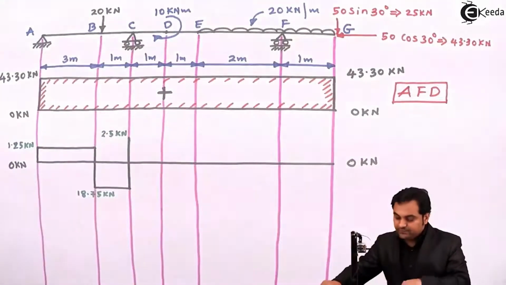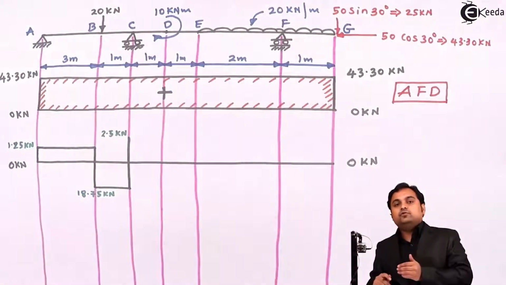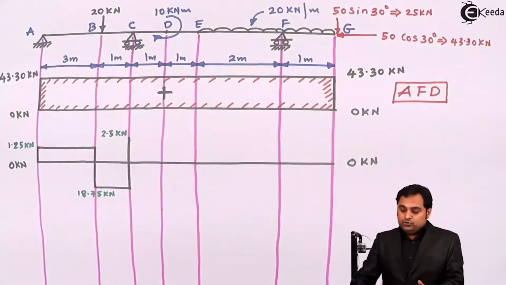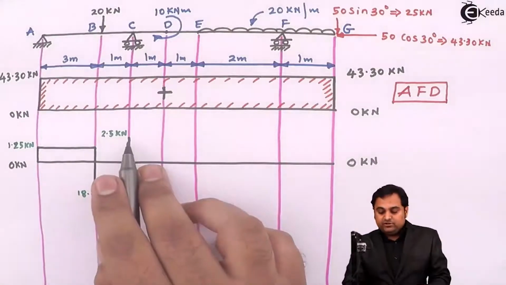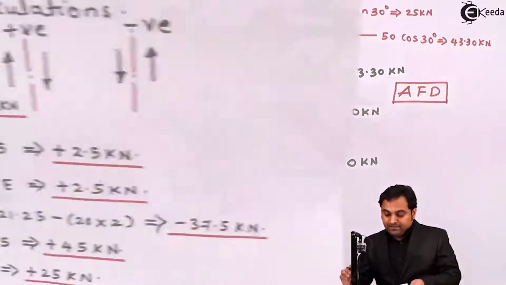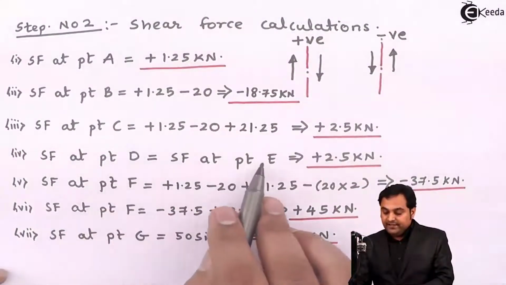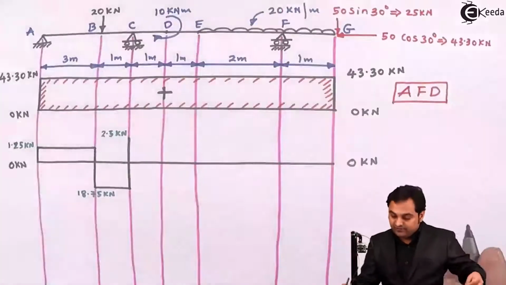Now, as I have explained previously also, between points C, D and E there are no forces present. So this shear force value will remain constant from C, D and up to E. That is, SF at point C was plus 2.5. So at D and E also it will be plus 2.5.